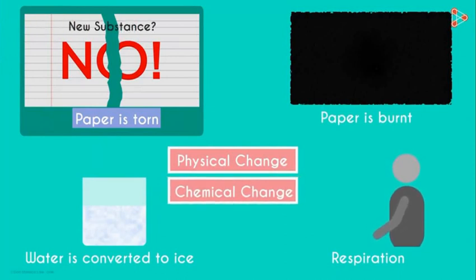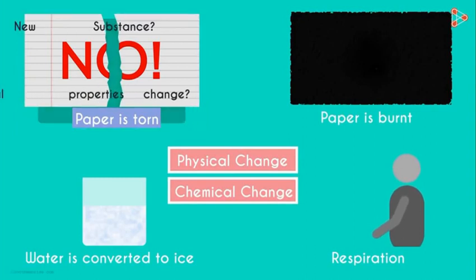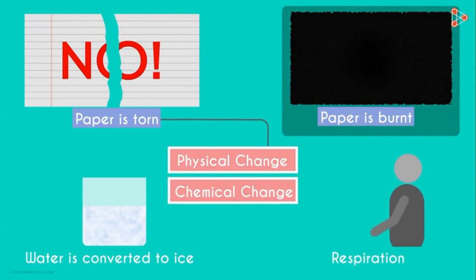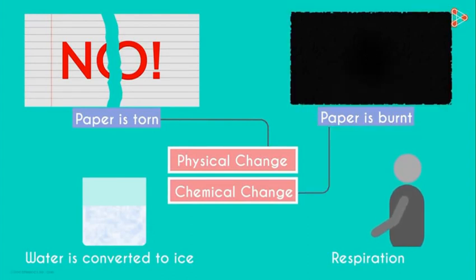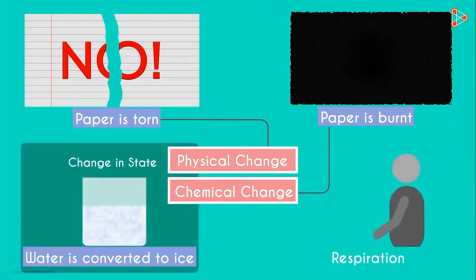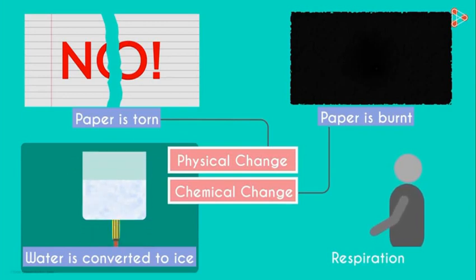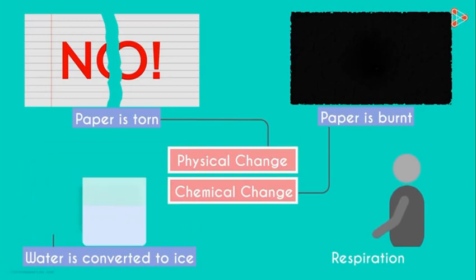From these examples, now we have to find whether it is a physical change or chemical change. First one is paper is torn. Here no new substance is formed. So that's why it is a physical change. The second one is paper is burned. Burning of paper, we get ash and smoke. That means a new substance is formed. So it is a chemical change. And third one is water is converted into ice. Here water to ice, there is a change in the state of the substance. That's why it is a physical change.